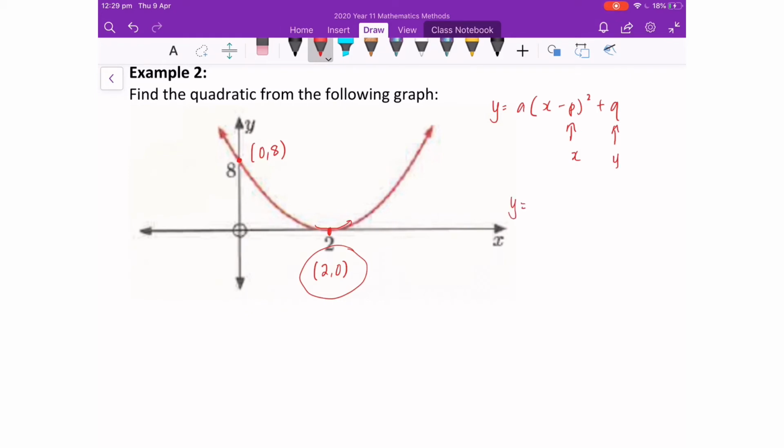So y is equal to a, because we need to figure out that scale factor later. So we'll get back to that. (x - 2), now remember that's a takeaway, it says take 2, squared plus 0, because the y coordinate for my turning point is 0 there. So I'm now going to clean this up and substitute a coordinate in to find out my a. So this is the same as a(x - 2) squared.